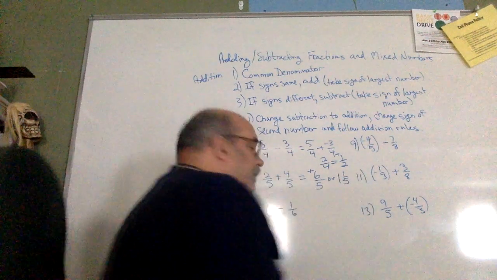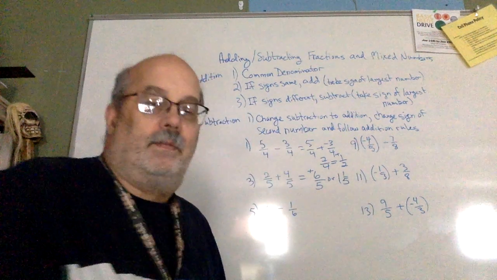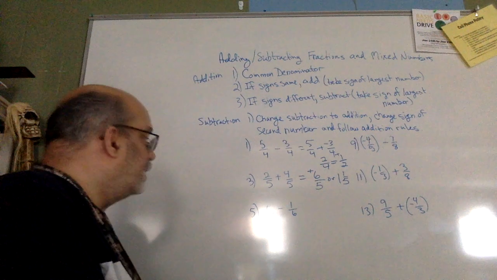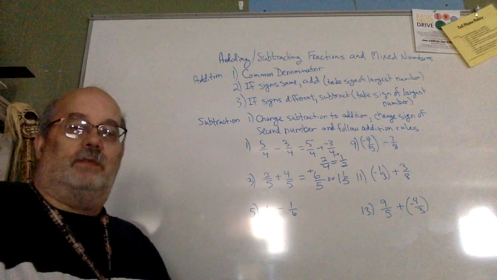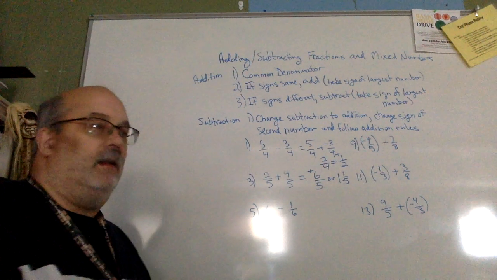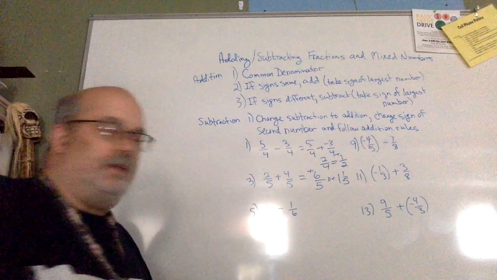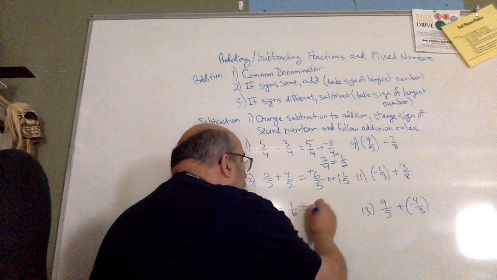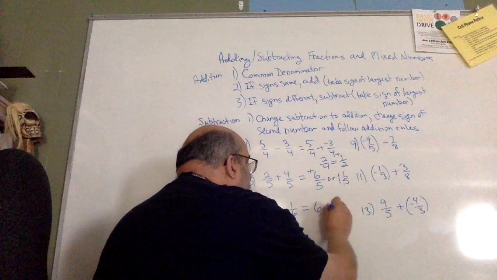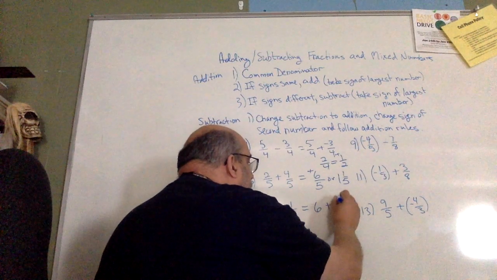with 1 left over, so it's 1 1/5. Our next problem, 6 minus 1/6. Well, it's a subtraction, so we need to change it. 6 plus a negative 1/6.